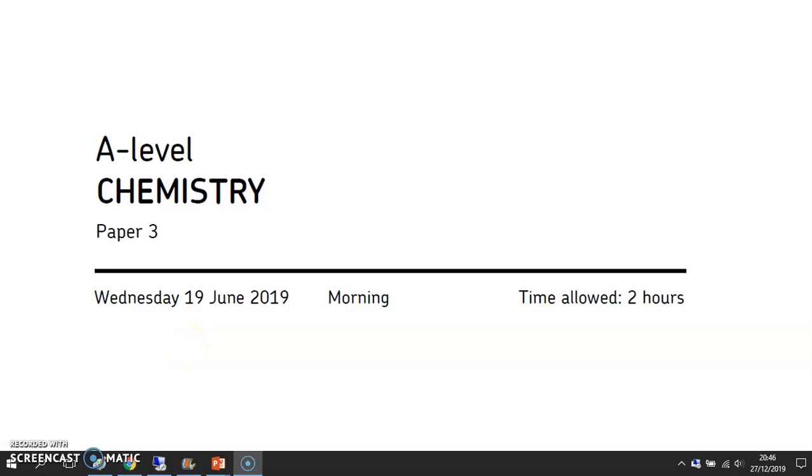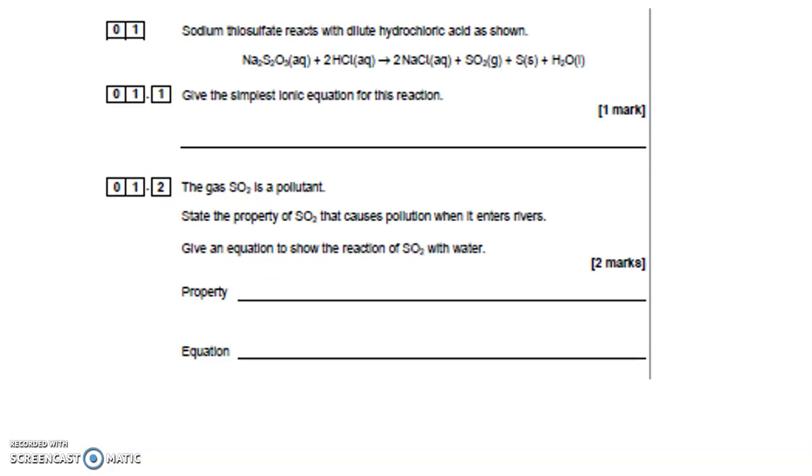A-Level Paper 3, June 2019. Sodium thiosulfate reacts with hydrochloric acid as shown below. Give the simplest ionic equation for this reaction. So the important parts are the sodium thiosulfate.